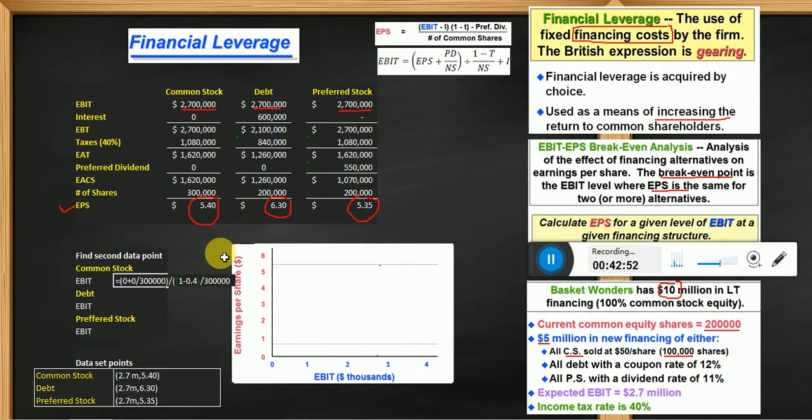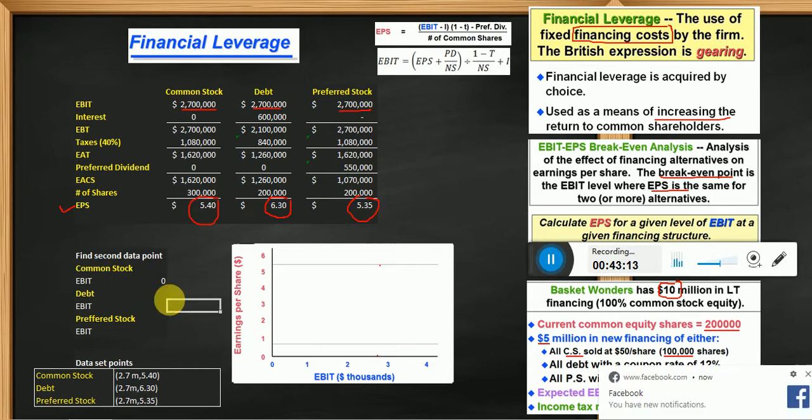Close the bracket and plus I. Sorry, this is I. How much is I? Interest. Because in the common stock we are not having any interest, so put 0 here and press enter. So another data set point we found, that is 0.